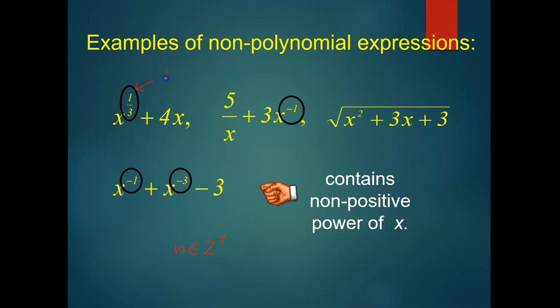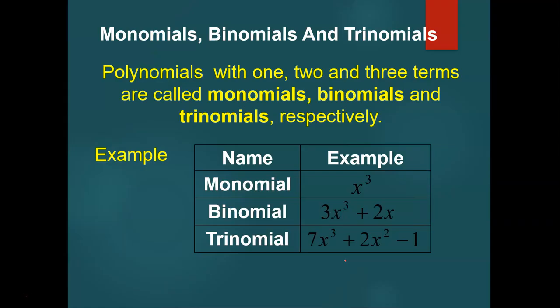1 over 3 is not in Z positive. Same goes for negative 1. It's not an element in Z positive. Z positive starts from 0, 1, 2, 3, and so on. All right, so what are monomials, binomials, and trinomials?